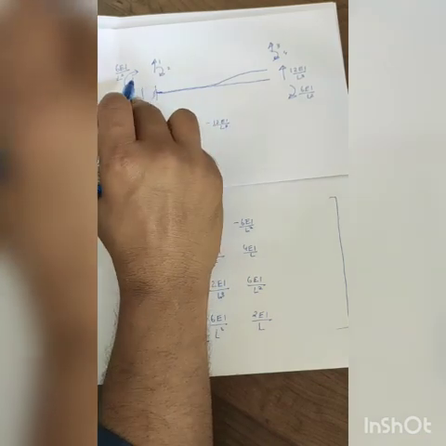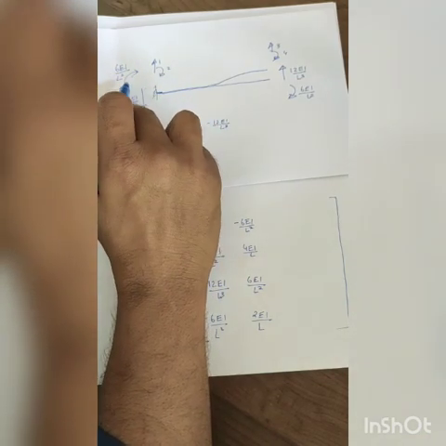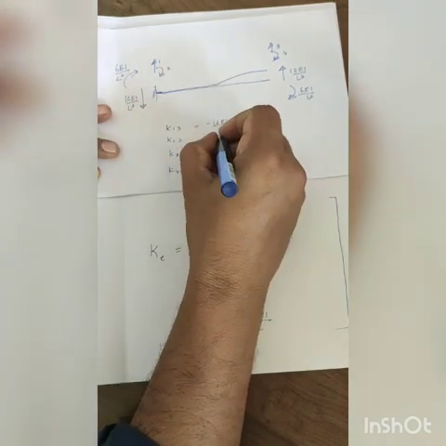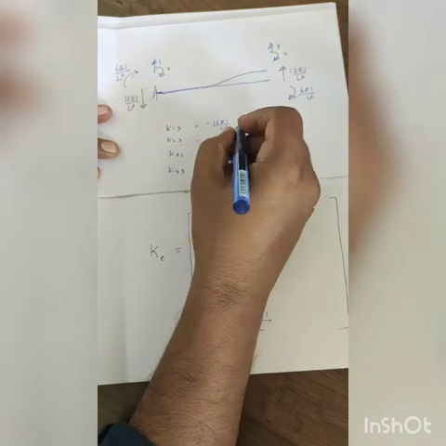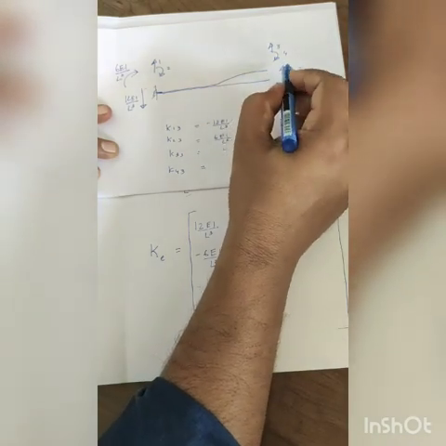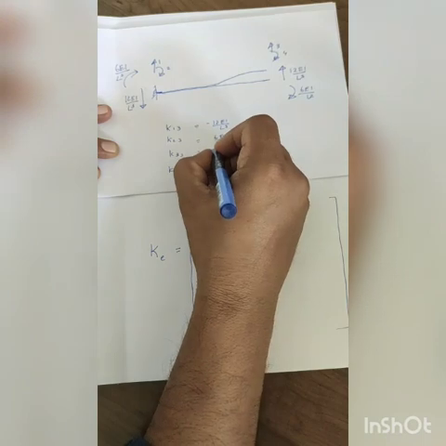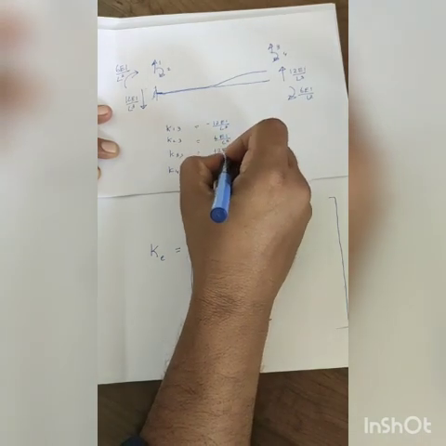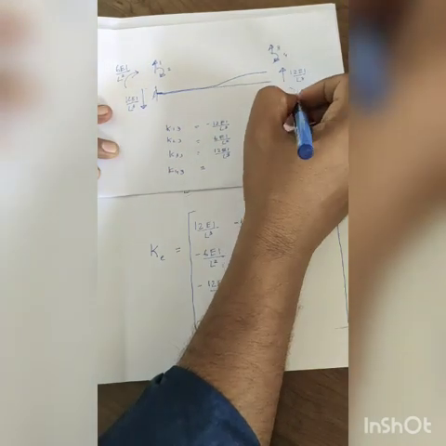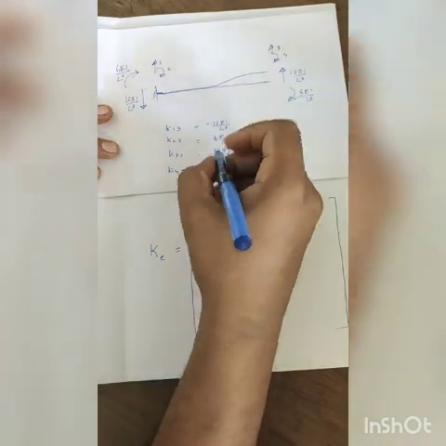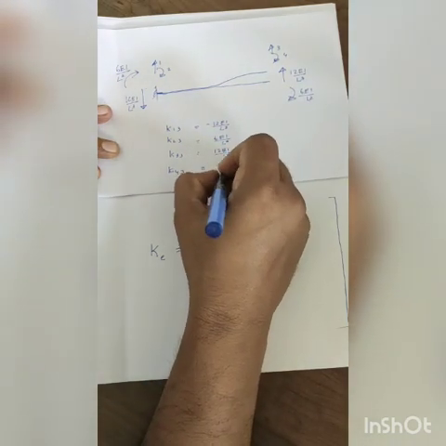K23 is at the second ordinate. It is coming in the same direction, and the moment is in the clockwise direction, so it is positive 6EI by L square. K33 is actually the reaction, so it is in the upward direction itself, so it is 12EI by L cube. K43 is also a rotation, in the clockwise direction, so it is 6EI by L square.